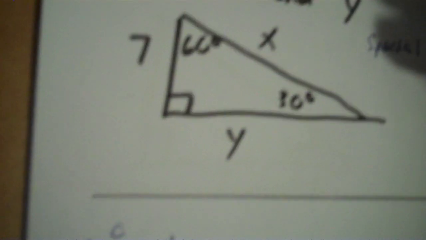Across from your 30 is 1. Across from your 60 is the square root of 3. And across from your 90 is 2. Now put those in parentheses with the actual side values. So I go across from my 30 and 1. I go across from the 60 and then the square root of 3. Then I go across from the 90 and I've got 2. Okay, so we have that.